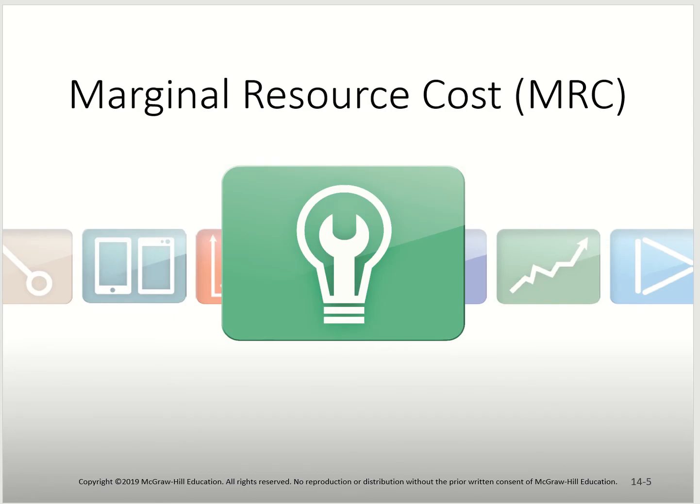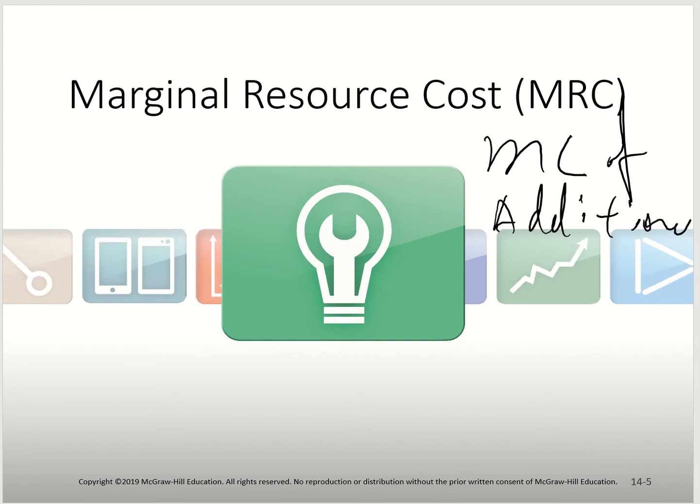All right, next, know something called marginal resource cost. This is very similar to what you learned before. This is the marginal cost of an additional resource. This is how much it costs you to hire one more worker, to purchase one more computer, or to rent one more building. So it's the marginal cost of additional resources.